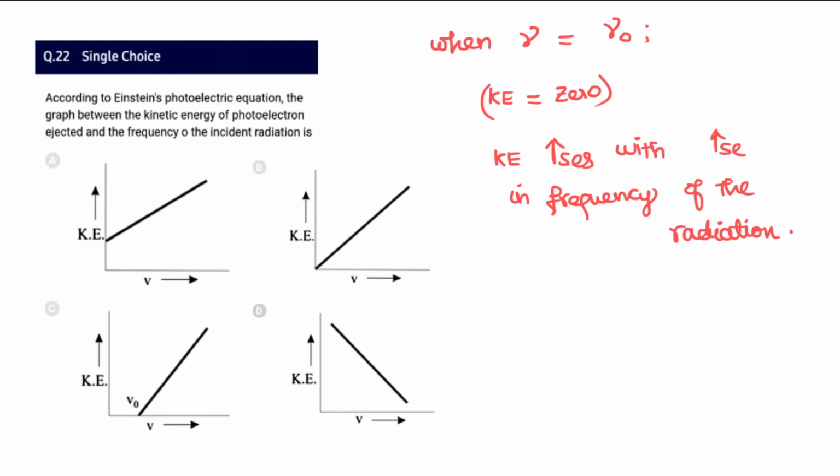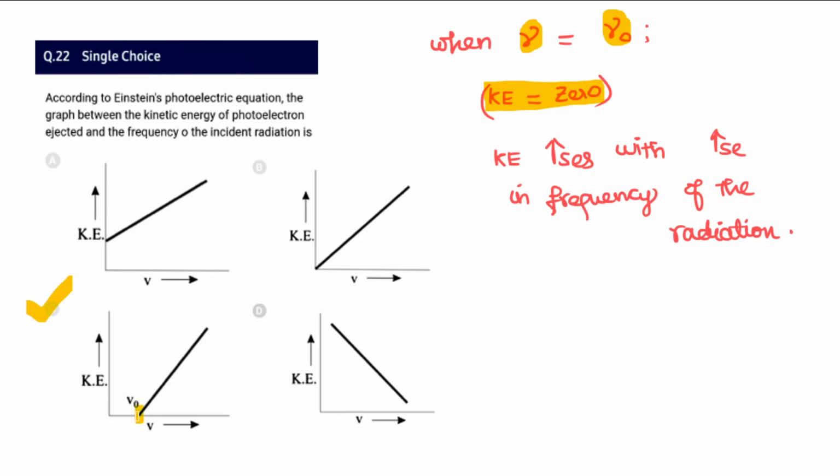And question number 22. According to Einstein's photoelectric equation, some graphs have been given, so you need to fulfill that graph. And I'll say for this, when threshold frequency equals the frequency of radiation, we may say there will not be any ejection of excess kinetic energy, or the ejection of electrons will happen, but there will not be any kinetic energy. So the kinetic energy is going to increase only when you increase the frequency of the radiation. So that is exactly matching option C.